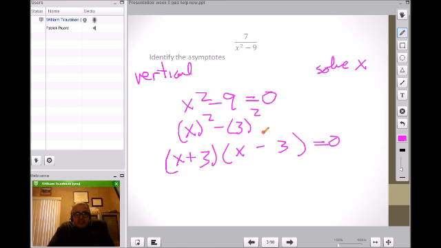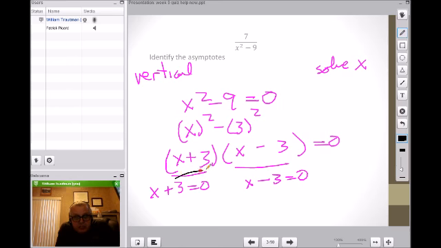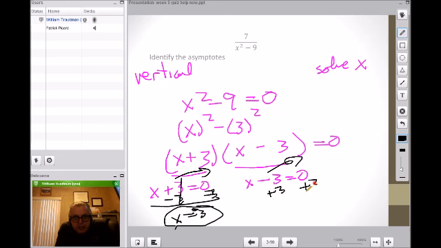Now we solve for x. I have two things multiplied together, and the answer is 0. When you have two things multiplied together and the answer is 0, one of them has to equal 0. The x plus 3 has to equal 0, or the x minus 3 has to equal 0. If I solve for x here, get the 3 to the other side, I'm going to subtract 3. Subtract 3. I get x equals negative 3. Should be a negative. There we go. Yeah, get the 3 to the other side, so I'm going to add 3, add 3. X equals a positive 3.